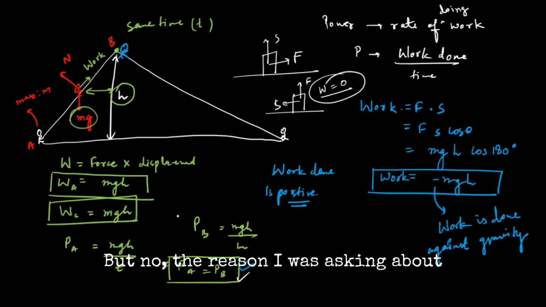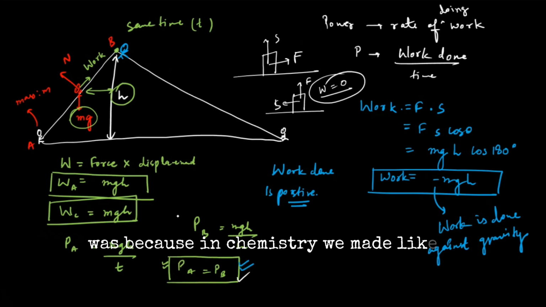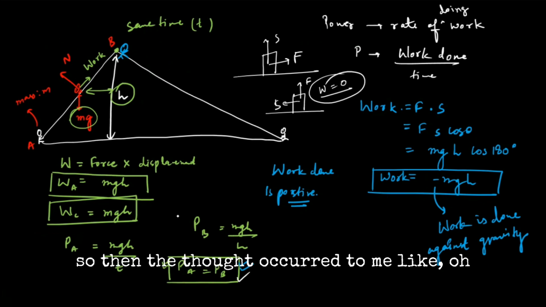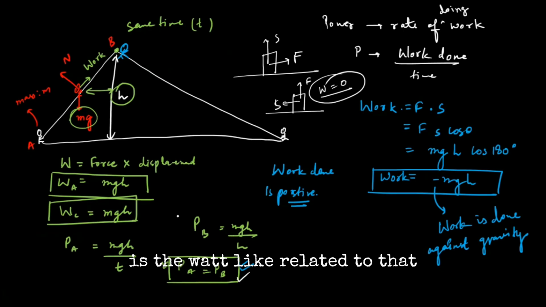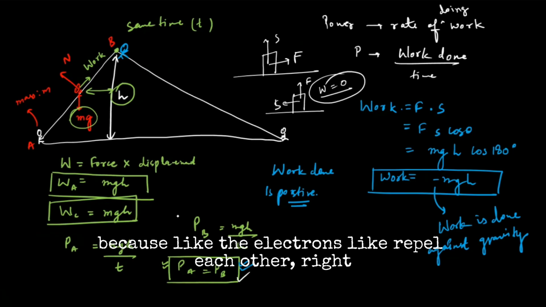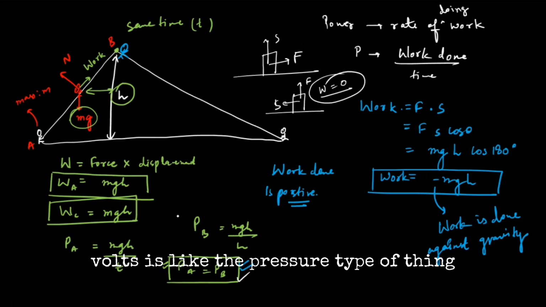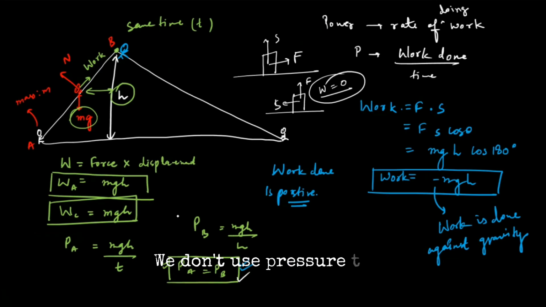But the reason I was asking about the watt, sir, was because in chemistry we made a galvanic and an electrolytic cell, right? Yes, we do that. So in physics also you are going to deal with the flow of electrons, but you're not going to make the cells. So then the thought occurred to me, is the volt related to that? Now I understand it, because the electrons repel each other, so there's a lot of pressure. It's the same thing as in fluids when you have pressure. Yeah, volts is like pressure, but the term we technically use is different. We don't use the pressure term.